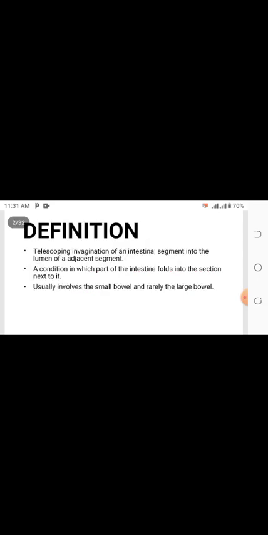I'm a fifth year medical student, and in today's lecture we shall be talking about intussusception. To begin with, the definition: intussusception is the telescoping invagination of an intestinal segment into the lumen of the adjacent segment. Or we can also define it as a condition in which part of the intestine falls into the segment next to it, and it usually involves the small bowel, and rarely does it affect the large bowel.